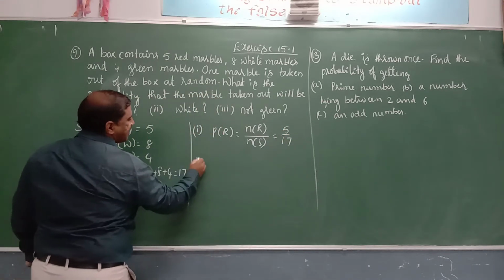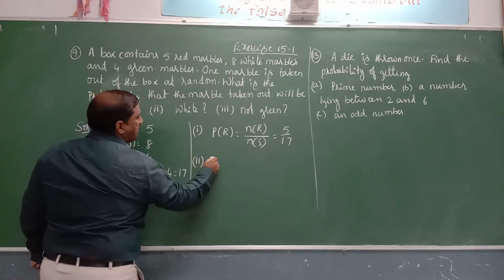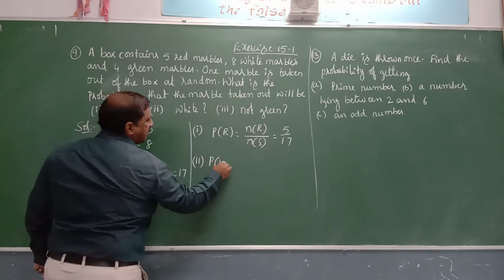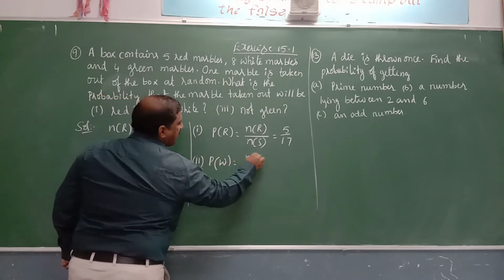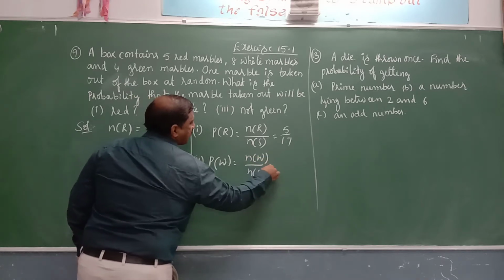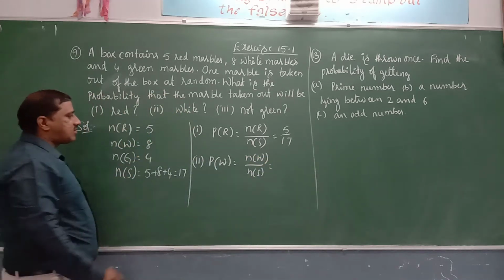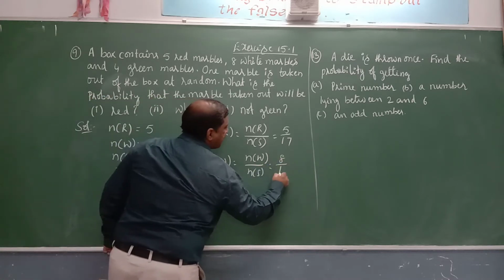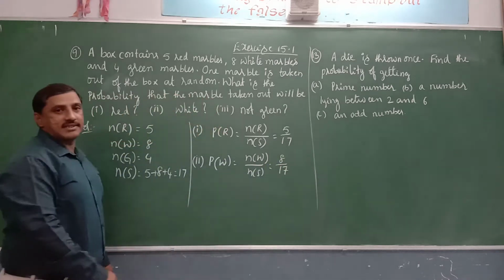Next, the second case, it is the probability of a white marble. So W I have taken. N of W divided by N of S, N of W is equal to 8. So it is 8 by 17.